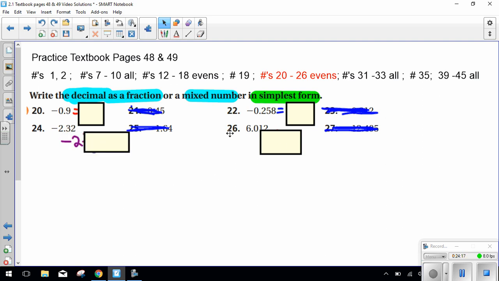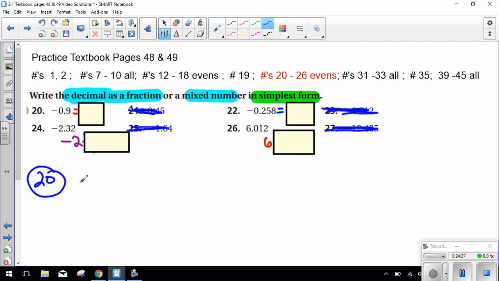It's going to be some fraction. And for number 26, it's going to be 6 and some fraction. All right, so we're going to start with number 20. And the way you read the decimal is the way you write the fraction. And what do I mean by that?